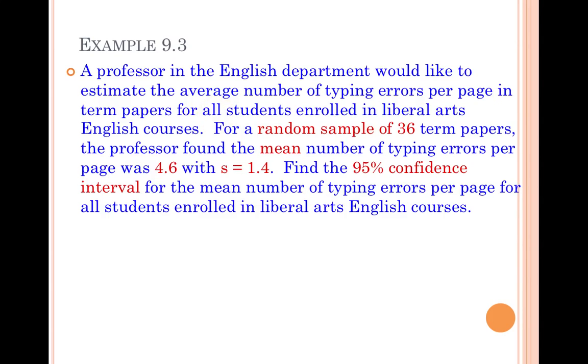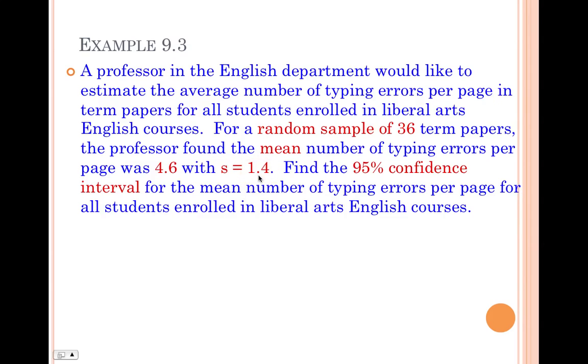For a random sample of 36 term papers, the professor found the mean number of typing errors per page was 4.6 and S equals 1.4. So in this sentence, we learn that n is 36, and in that sample of 36, the mean of that sample, or x bar, is 4.6, and the standard deviation of that sample is 1.4.